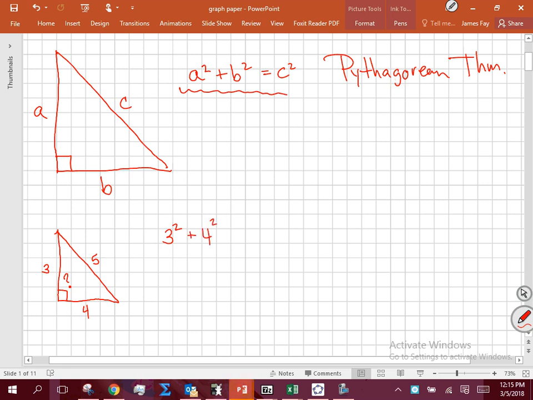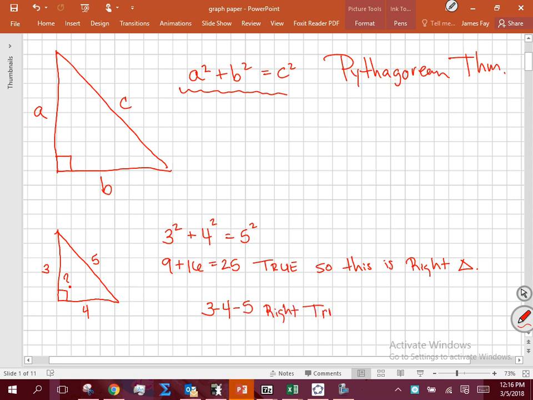What's B? 4. Now, because addition is commutative, those two could be flip-flopped. A could be 4 and B could be 3. Doesn't matter. But what would C be? 5. What is 3 squared? 9. What's 4 squared? 16. Does that equal 5 squared? Yes, that is true. So this is a right triangle. All right with everybody? When you satisfy that, you create a right triangle. So this is what we've referred to as a 3, 4, 5 right triangle.